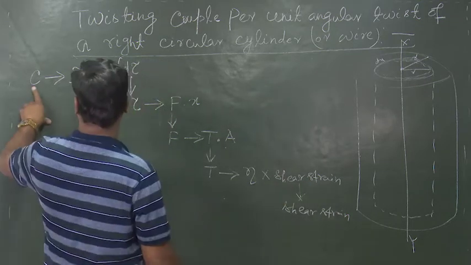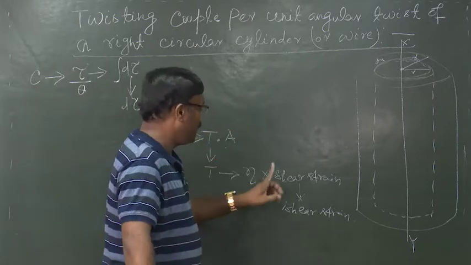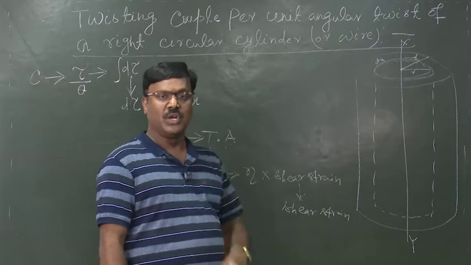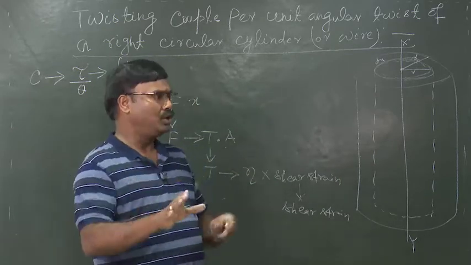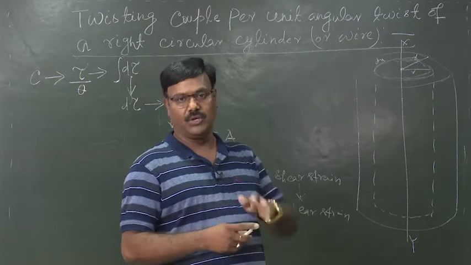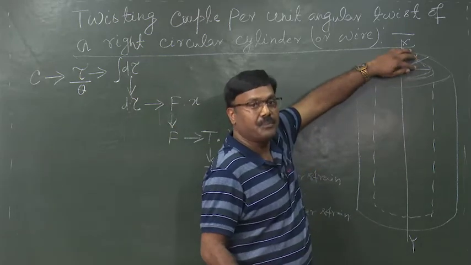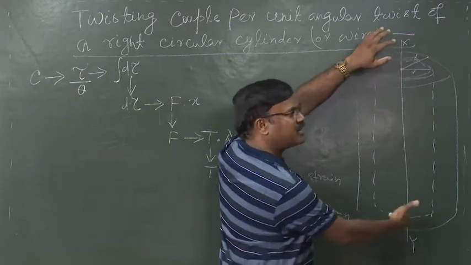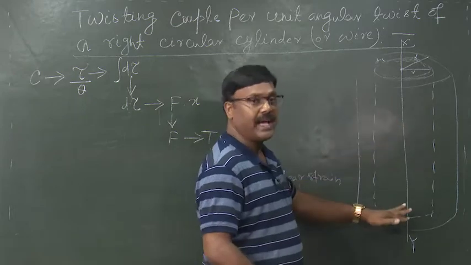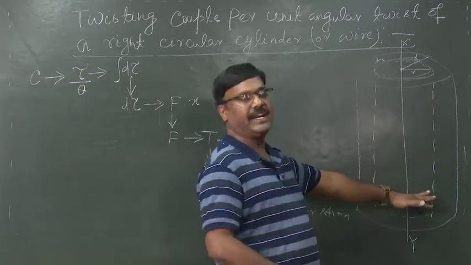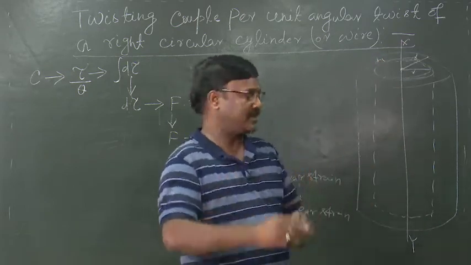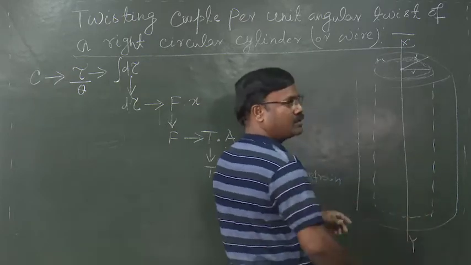So, to get this twisting couple per unit angular twist, we have to first calculate the shear strain acting on the cylinder. To get the shear strain, we have to twist the cylinder, and the twisting of the cylinder will be possible only when its upper face is fixed and the lower face is twisted by applying a tangential force. So, let us apply a tangential force at the lower end of this cylinder and let it be fixed at its upper end such that the lower end gets twisted.